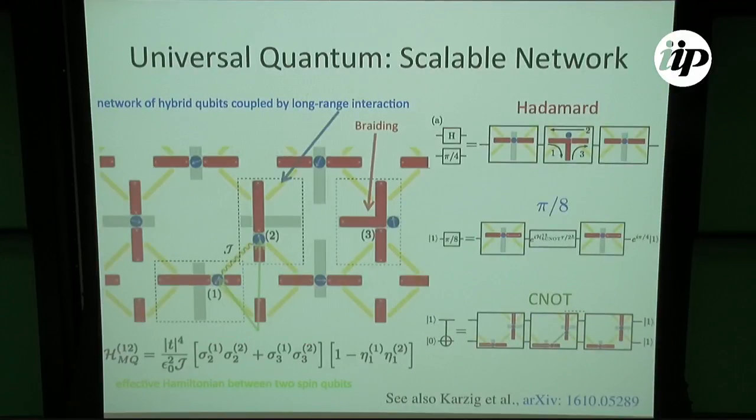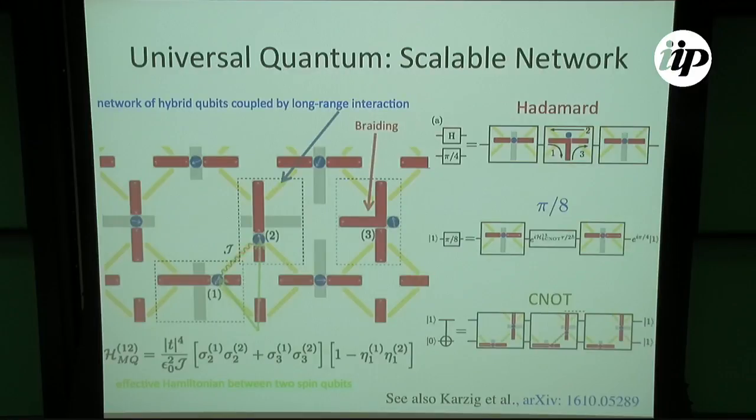So then we went one step further and developed a scalable network of these hybrid spin Majorana qubits. The atomic element of such a network is essentially these T-shapes, and these T-shapes are basically a spin hybrid qubit. So this red part is the topological section, this blue is the spin qubit, and this gray part is the non-topological section. The point is, for each of these individual atomic units, one can perform a Hadamard gate and a pi/8 gate. So all the necessary single qubit operations are there for each individual qubit.